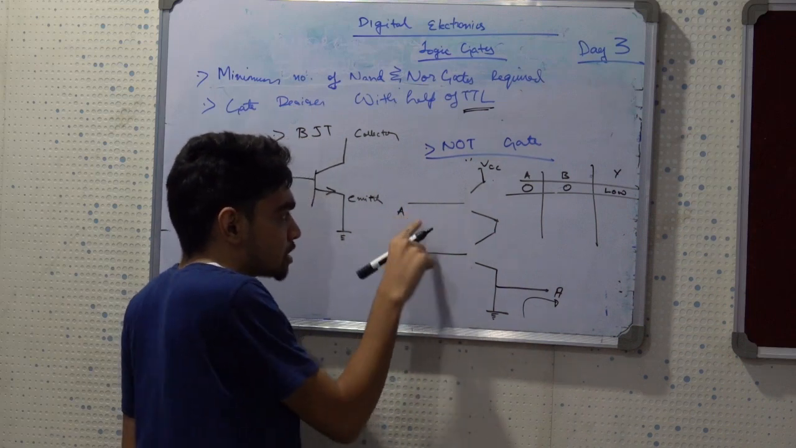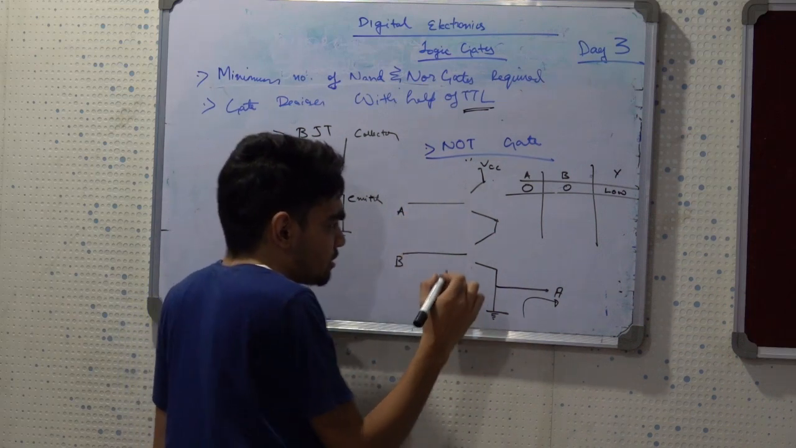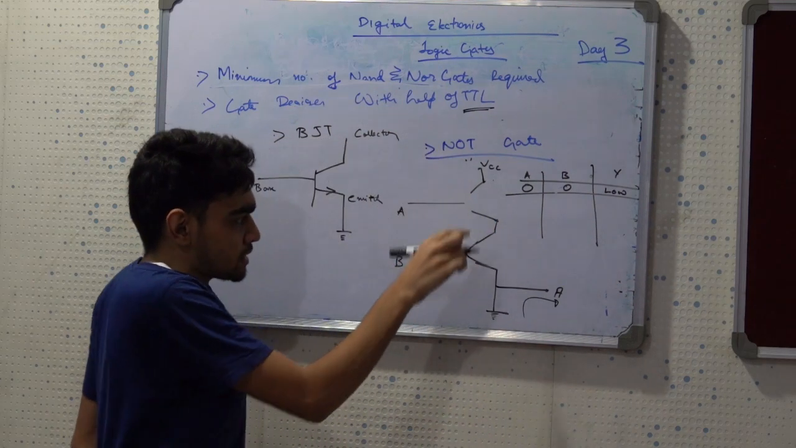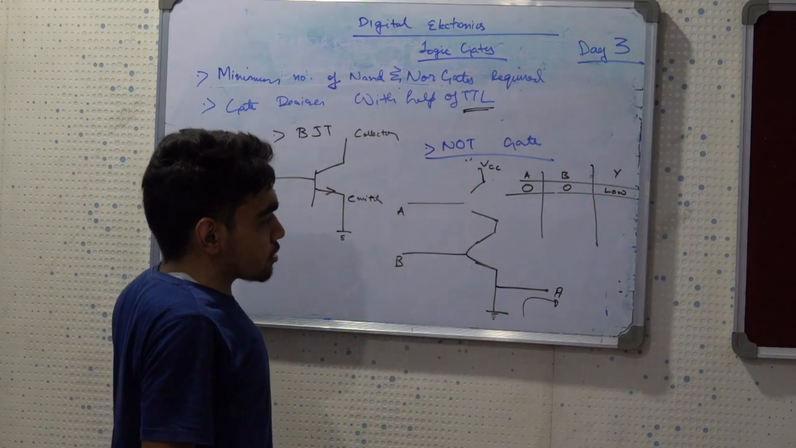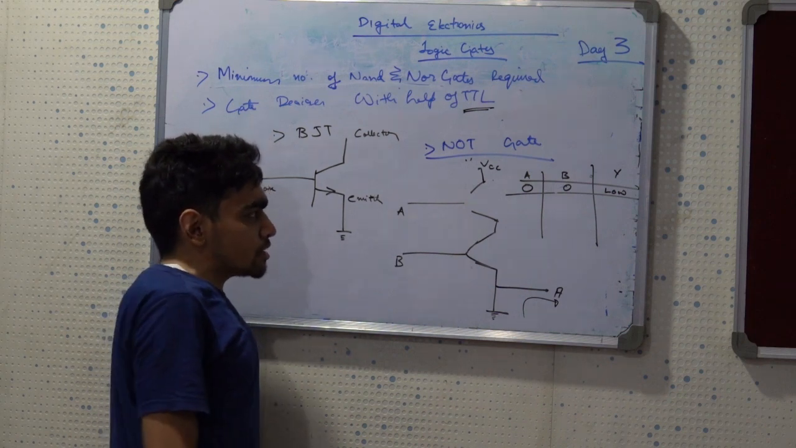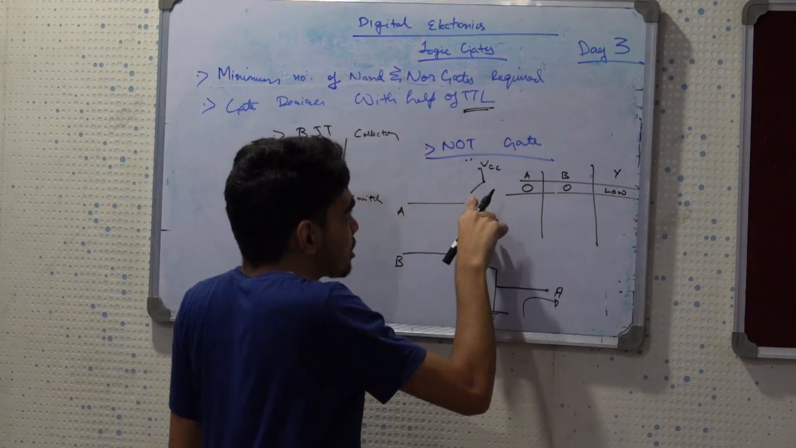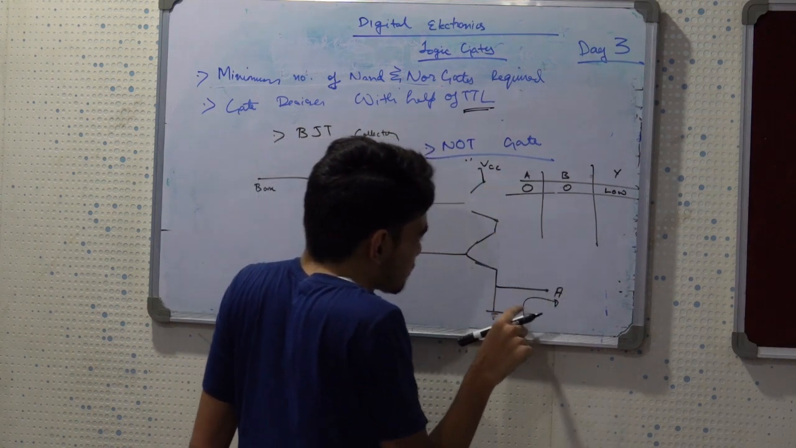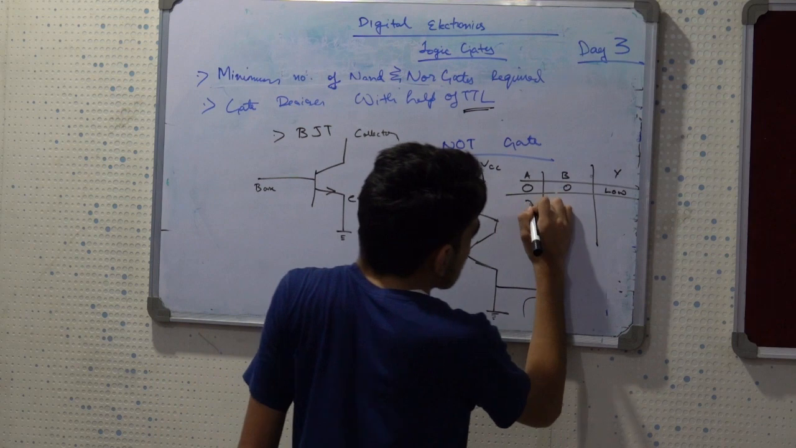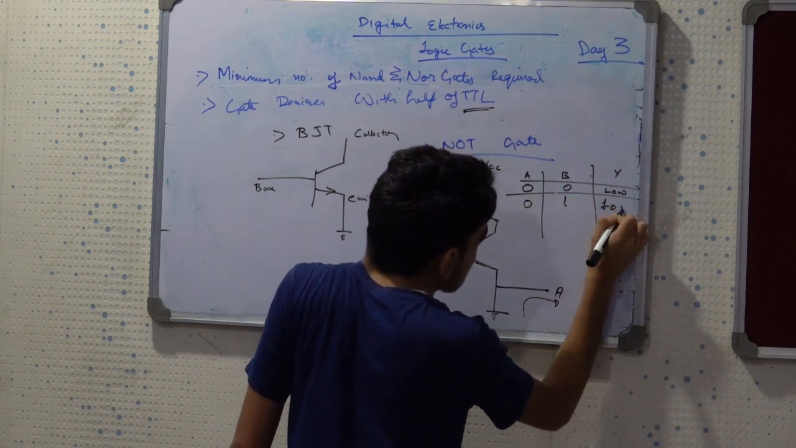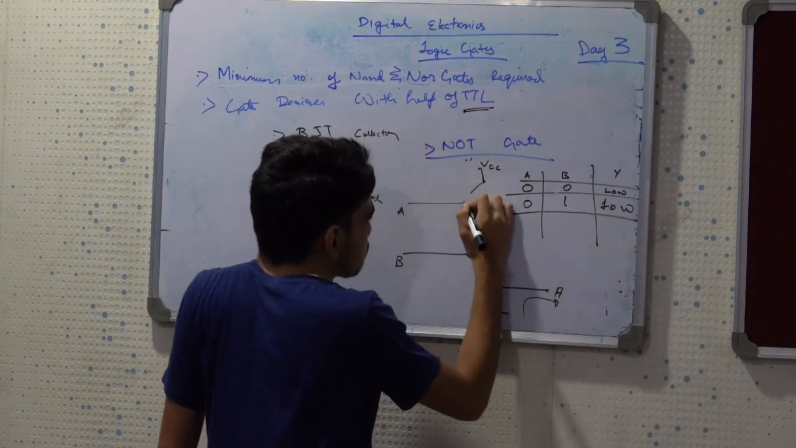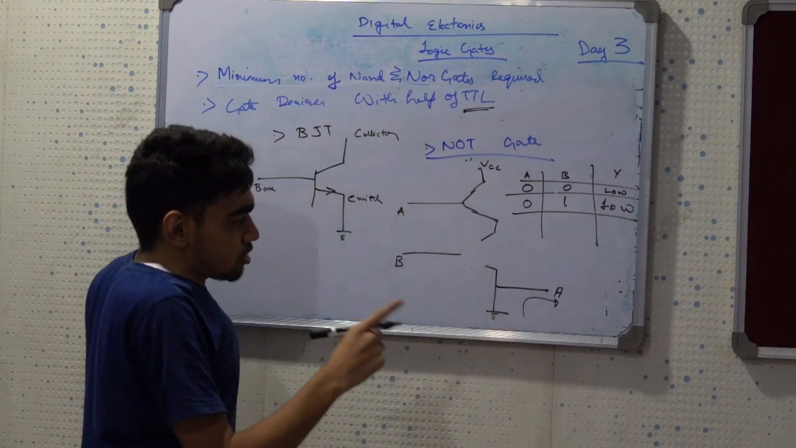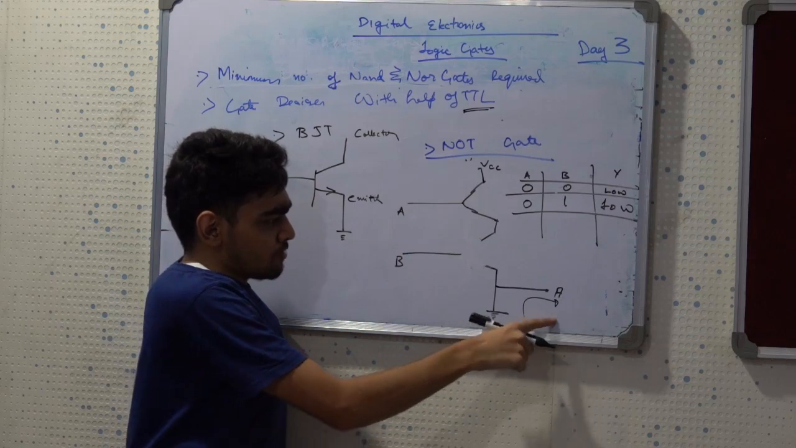Similarly, when A is 0 and B is 1, this transistor is open circuited, and this transistor is short circuited. But it doesn't matter over here because of this open circuit, this voltage won't be able to come over here, and the output will be grounded too. So then the output is low too. Similarly, for 1, 0, this will be short and this will be open. So over here also it's the same, the output will be low.